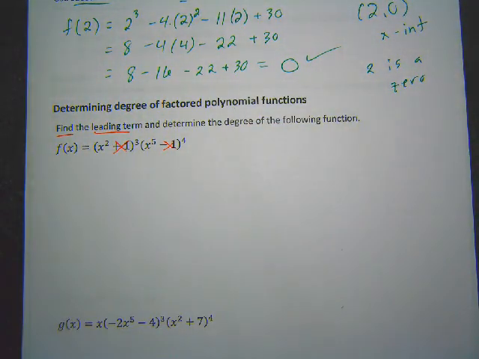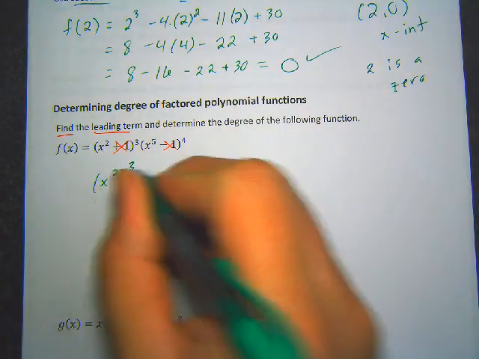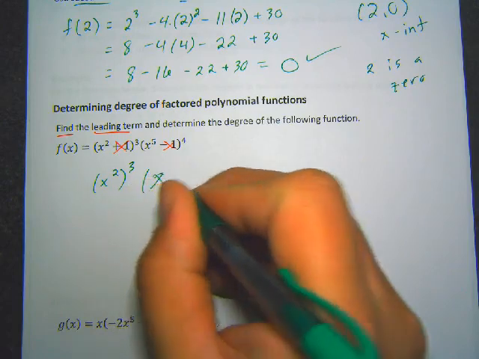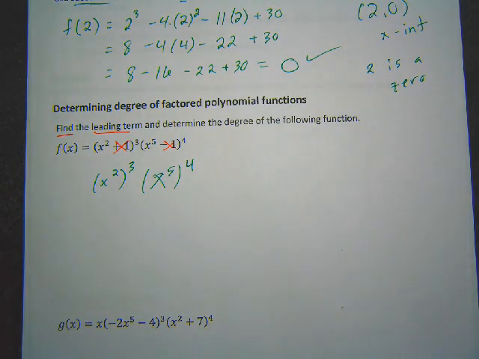So instead of trying to do this whole problem, I'm just going to look at the x squared that's being cubed and the x to the 5th that's being raised to the 4th power. I'm going to do that instead of trying to do all the parts. I'm going to ignore these extra terms because they're not going to be part of a leading term. I want to look at the leading term.